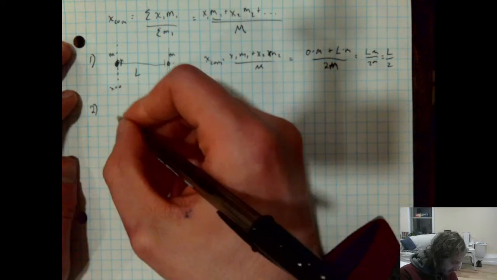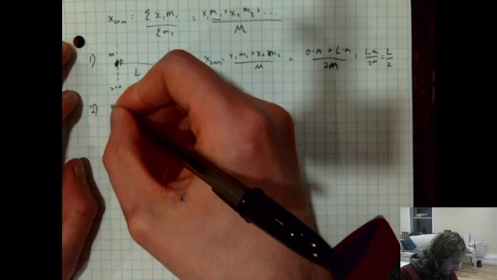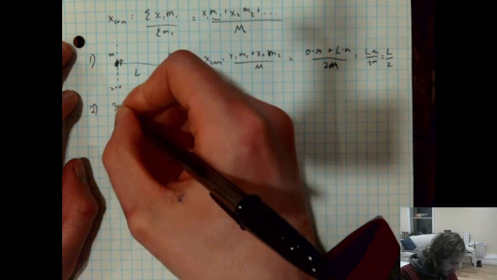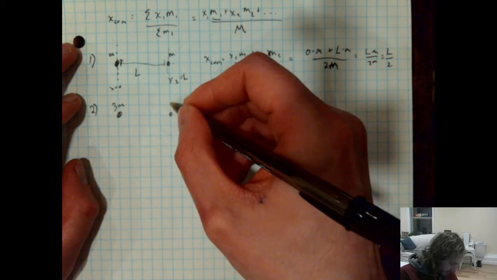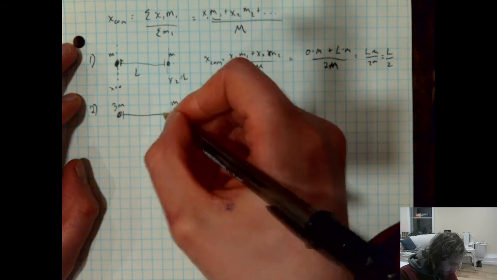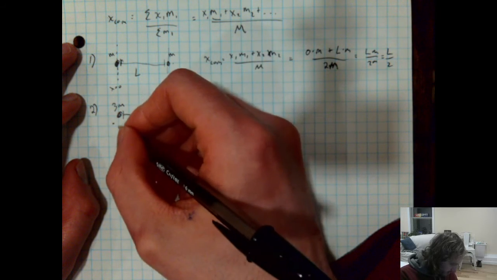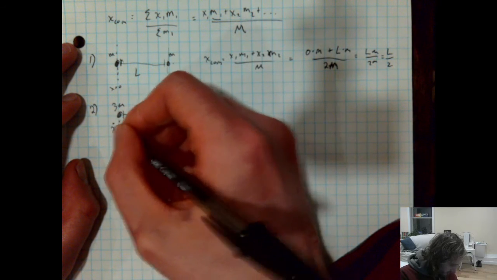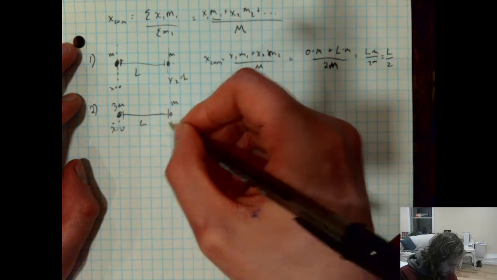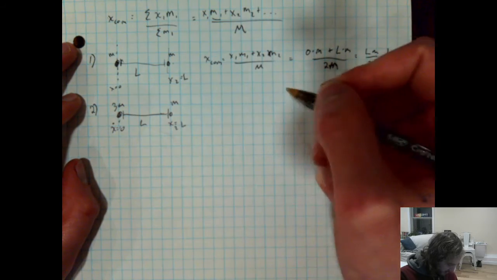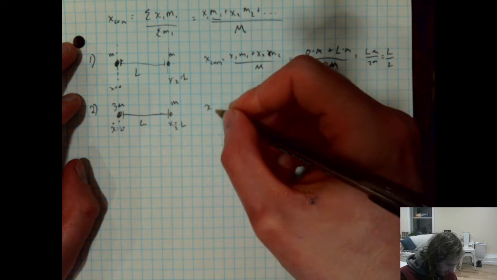If we up the difficulty a little bit by making it something with a mass of 3m, and a mass of m with a length of L. Then we can again put our x equals 0 on the far left, and our x2 will now be at L.